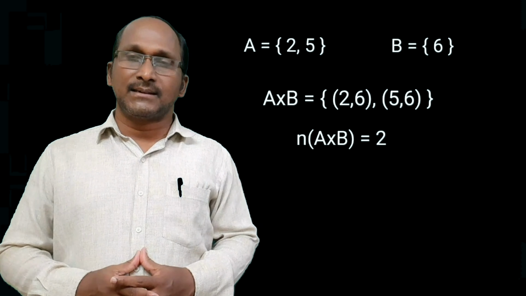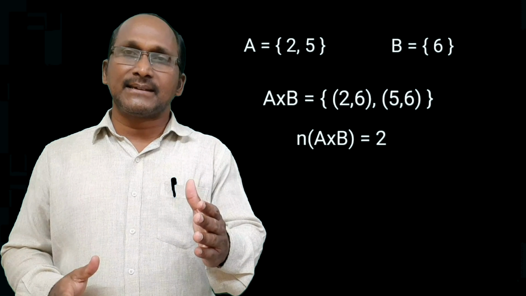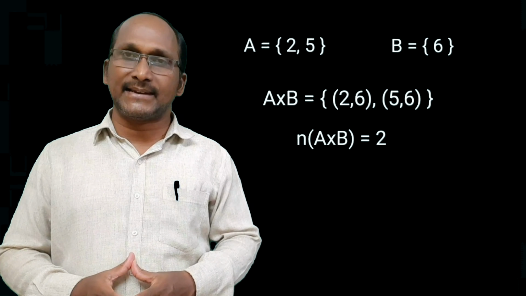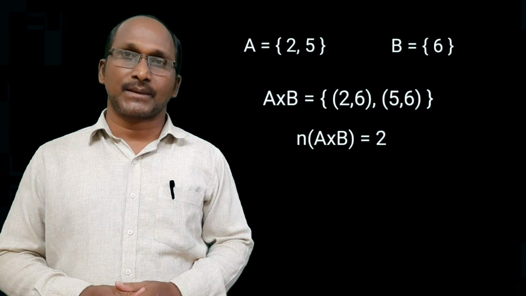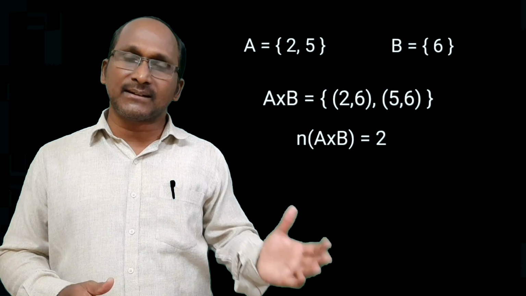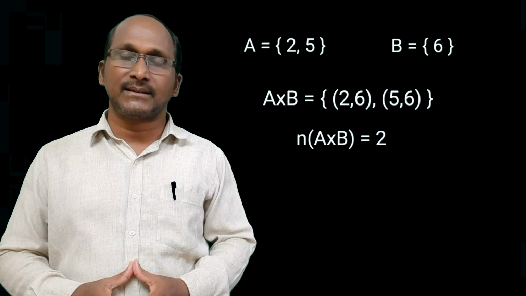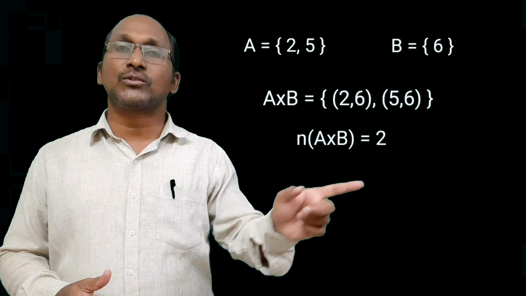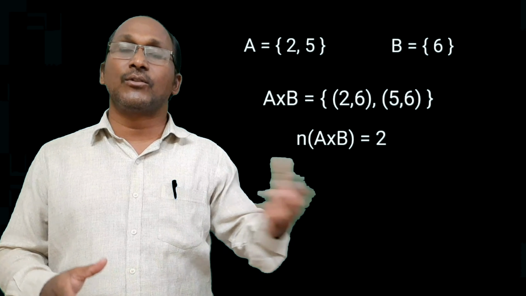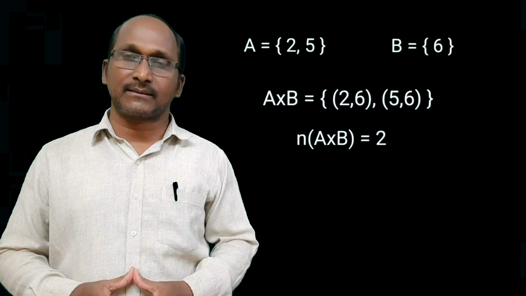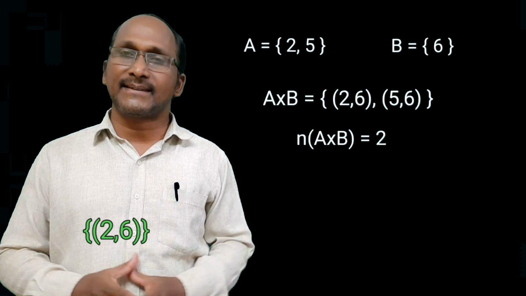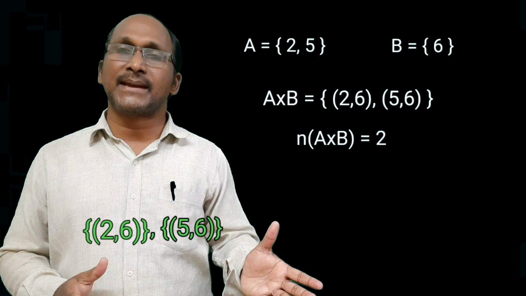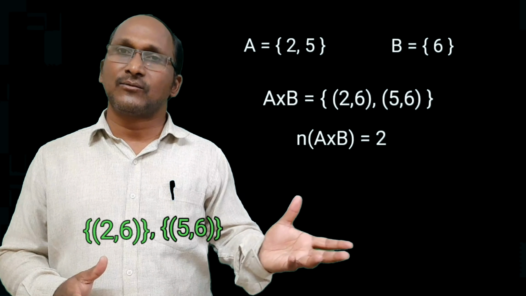We know that if the given set has n elements in it, then it can have 2 power n subsets. So in this case, as A cross B has 2 elements, it must have 2 square subsets, that is 4 subsets. Let us see what they are. They are set of ordered pair (2, 6), set of ordered pair (5, 6) and also null set is a subset of every set.